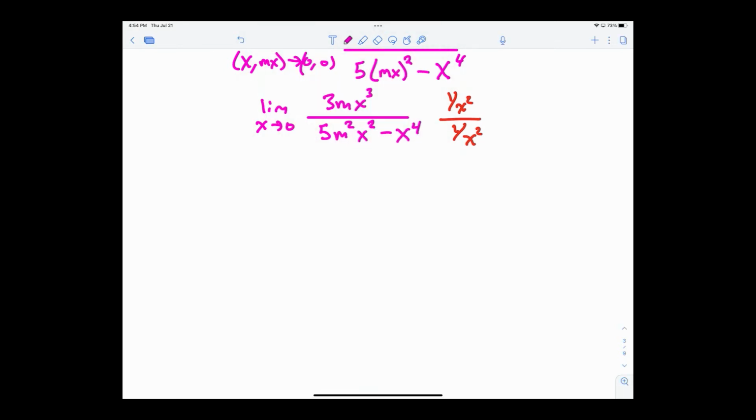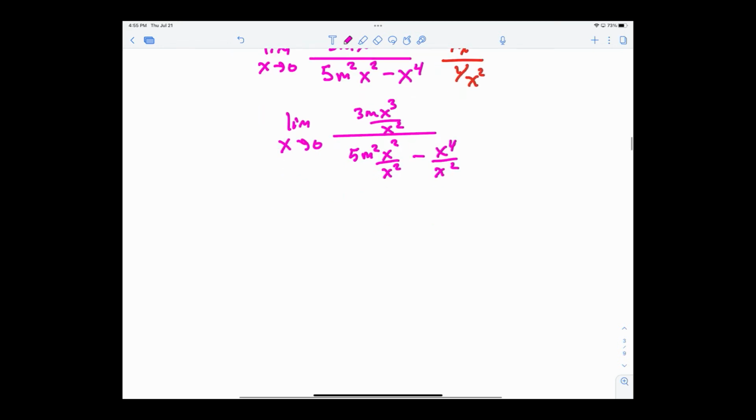When I do that, I'm going to get 3m x to the 3 over x squared, 5m squared x squared over x squared, minus x to the 4th over x squared. Cancel all the x's that you can, and you get 3mx on top. On the bottom, you have 5m squared, and then x squared over x squared is 1, and then minus x squared.